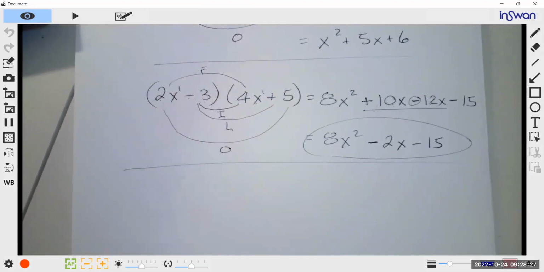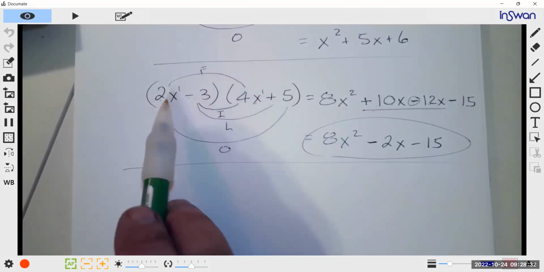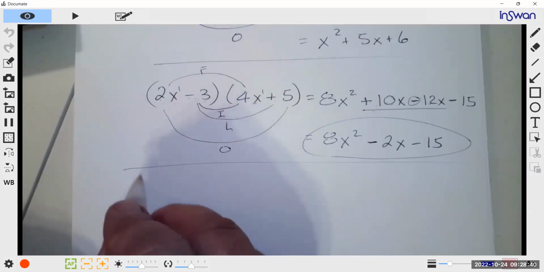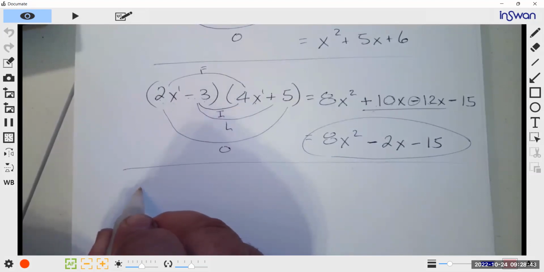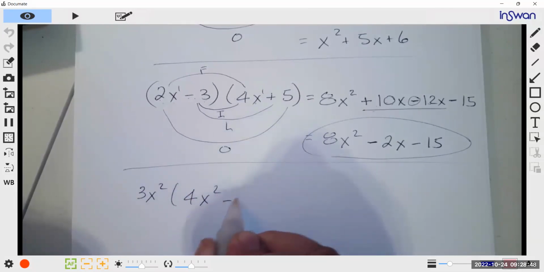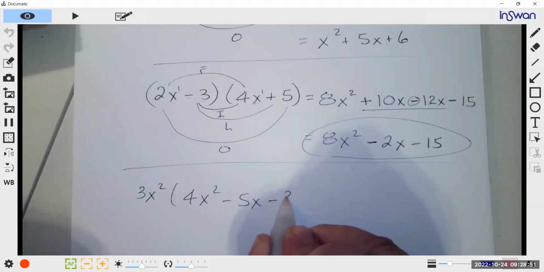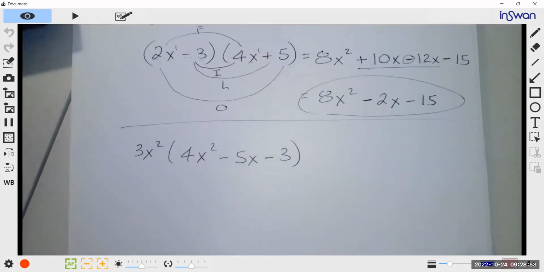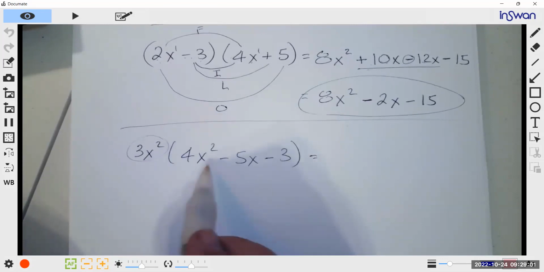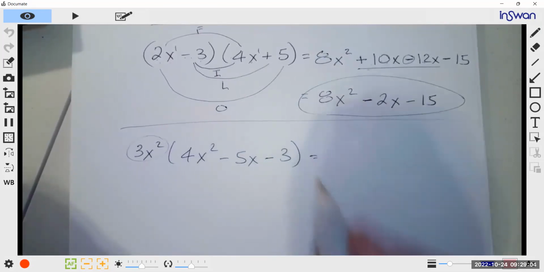But see, the FOIL technique only works when you have two binomials. Remember, a binomial has two terms. If they both have two terms, that's the only time your FOIL technique will work. You can't do a FOIL with this one because all you have is a monomial. So if you have a monomial and a polynomial, then it's just distribute.